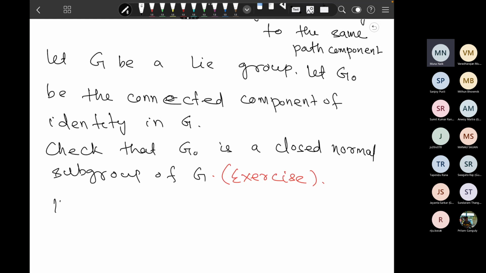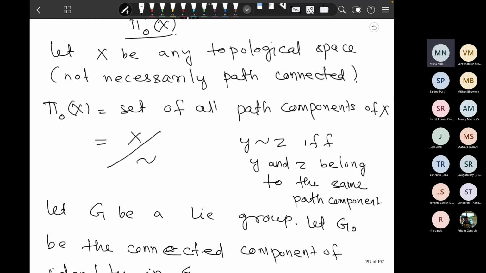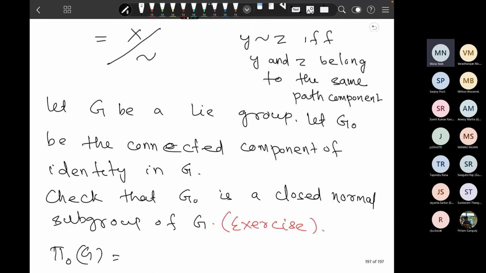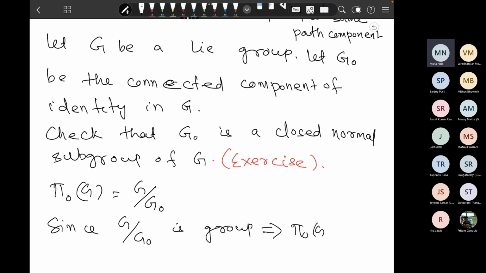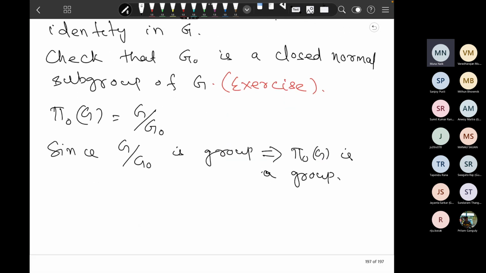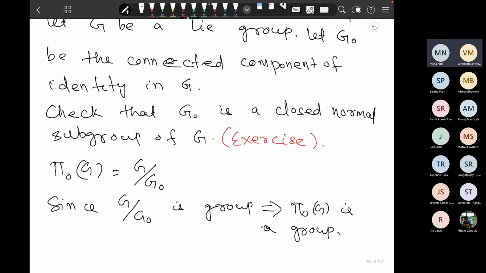Then what will be pi 0 of G? Pi 0 of G by definition is the set of all path components of G. The pi naught of G is equal to G mod G naught. Since G mod G naught is a group, this will imply that pi naught of G in this setup is a group. It is a discrete group. That is also important. Pi naught is a discrete group.